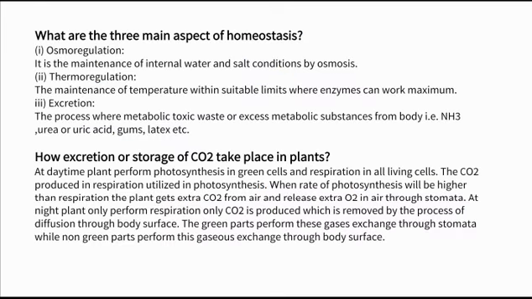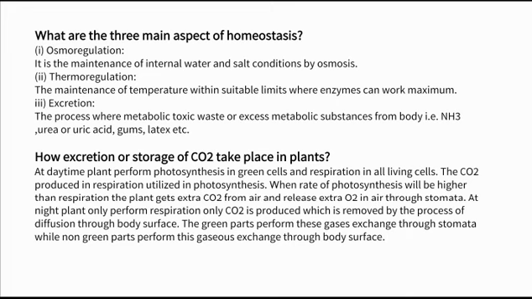What are the three main aspects of homeostasis? Homeostasis basically runs on three main phenomena: osmoregulation, thermoregulation, and excretion. Osmoregulation is the maintenance of internal water and salt condition by osmosis. Thermoregulation is the maintenance of temperature within suitable limits where enzymes can work maximally. Excretion is the process of removing metabolic toxic waste or excess metabolic substances from the body, like ammonia, urea, uric acid in a human body, and gums and latex in plants.